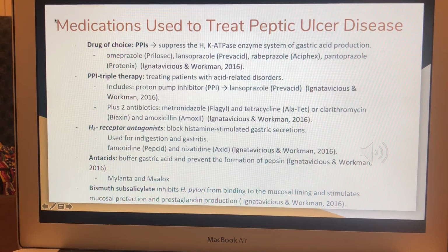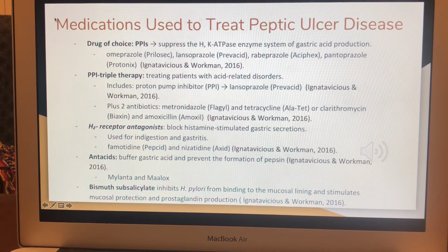Bismuth subsalicylate inhibits H. pylori from binding to the mucosal lining and stimulates mucosal protection and prostaglandin production.